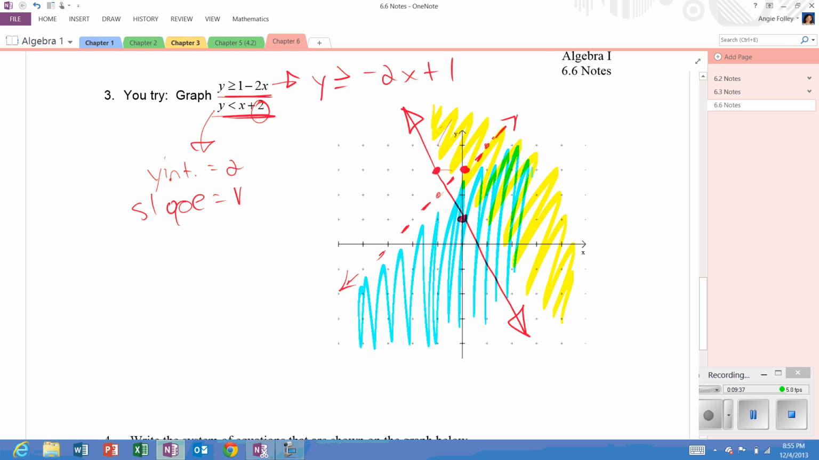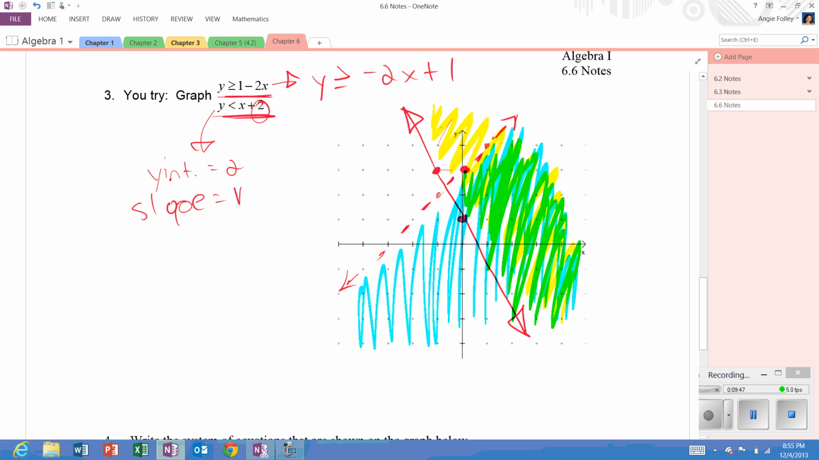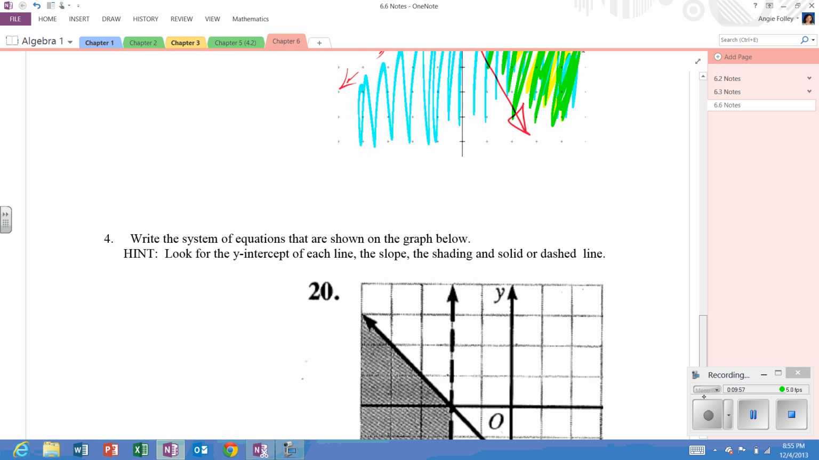Well, where do they intersect? Look at that, it's turning green for us where they intersect. They actually intersect only in this section. So this is the section we would technically shade. The other sections are not solutions because they don't overlap. So it's everything in that section where they overlap.